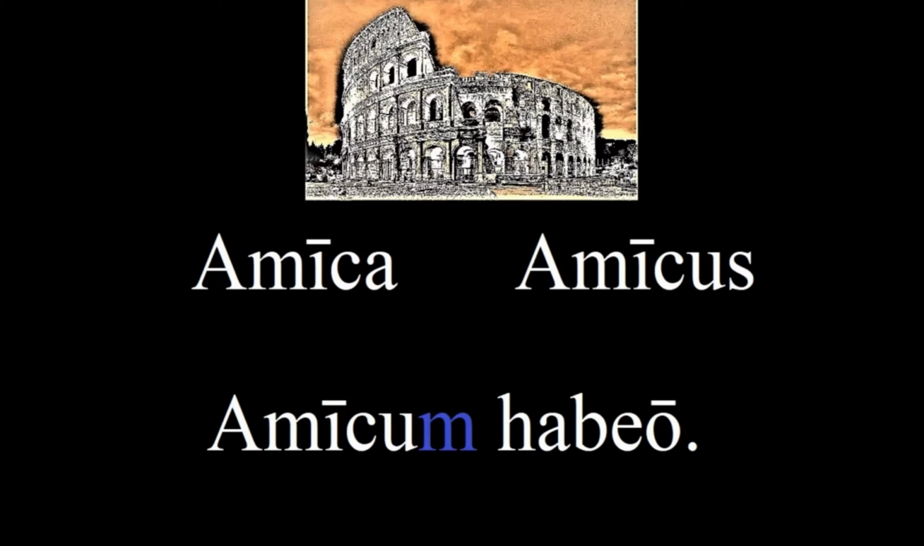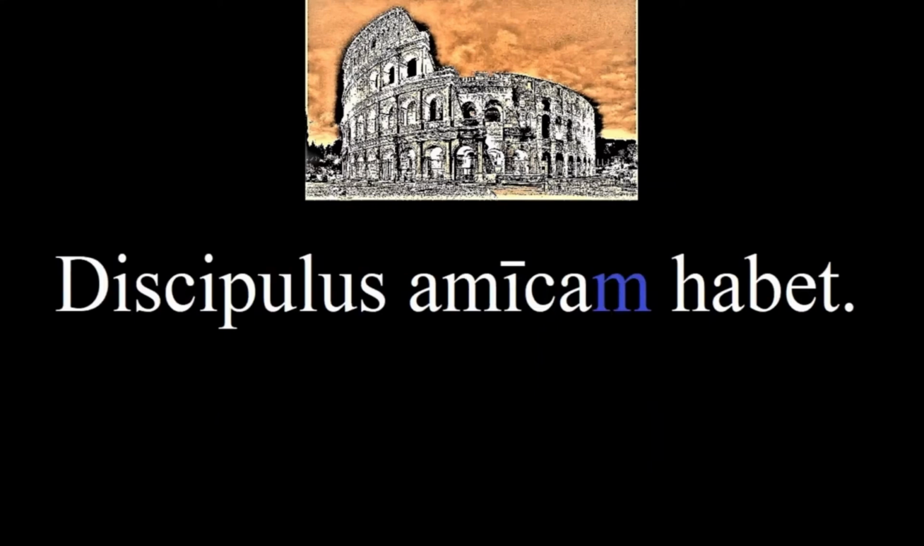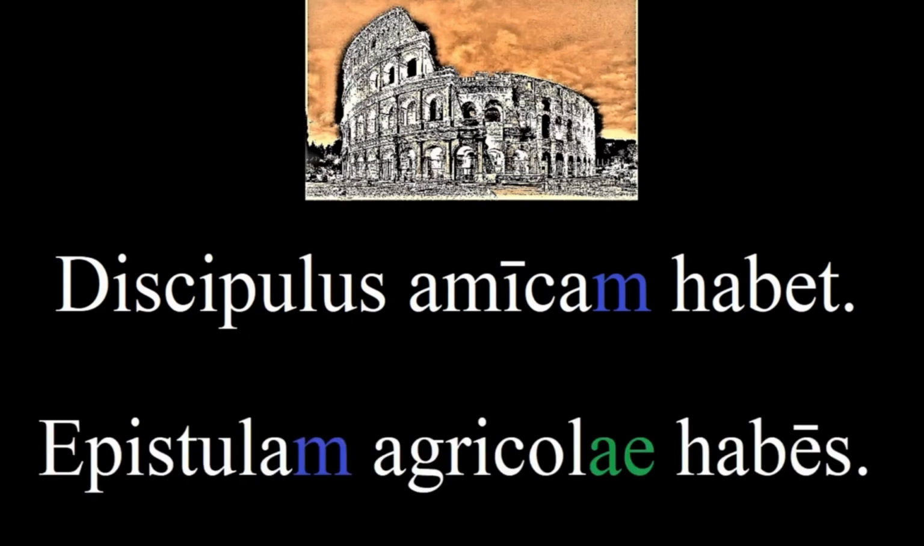Now say, the male student has a female friend. Discipulus amicam habet. Since it was habeo with an E before the long O, we know that it's habet with an E. And what does this tell us about the case with tu or you? Say now, you have the farmer's letter. Epistulam agricolae habes. That's right, the E in habeo tells us it will be habes with a long E.